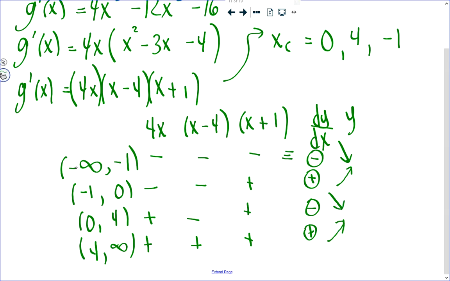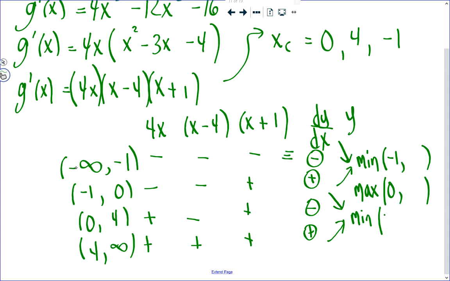Once you get the hang of this, it's not that difficult. We're going to have a minimum here because the function goes down and then changes direction and goes up. So we have a minimum at -1. We're going to have a maximum at 0. We're going to have a minimum at 4.